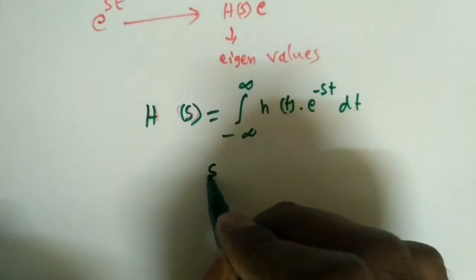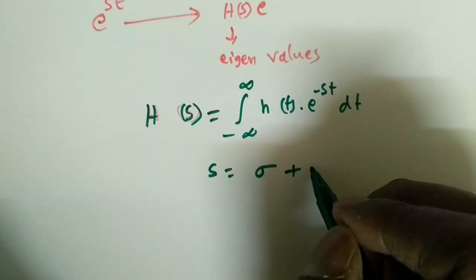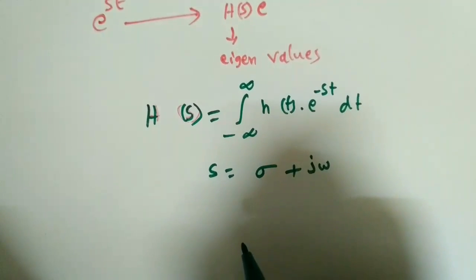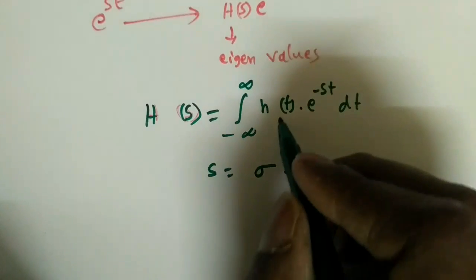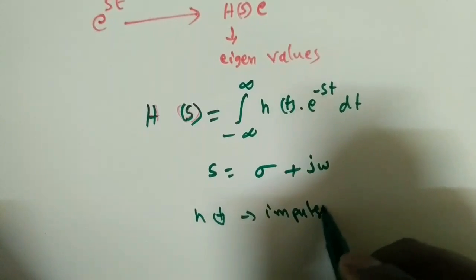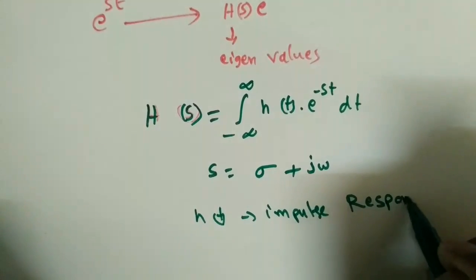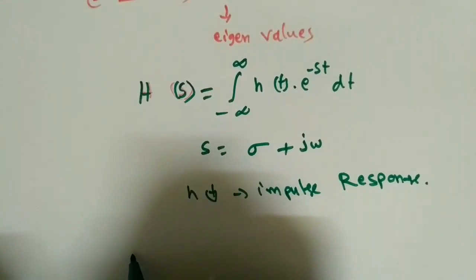But what is s here? Now it's a complex number, not purely imaginary. It is a complex variable. So s is equal to sigma plus j omega. Now what is h of t? h of t is the impulse response, right? Now if we generalize this for any signal, I'll take a generalized signal x of t.